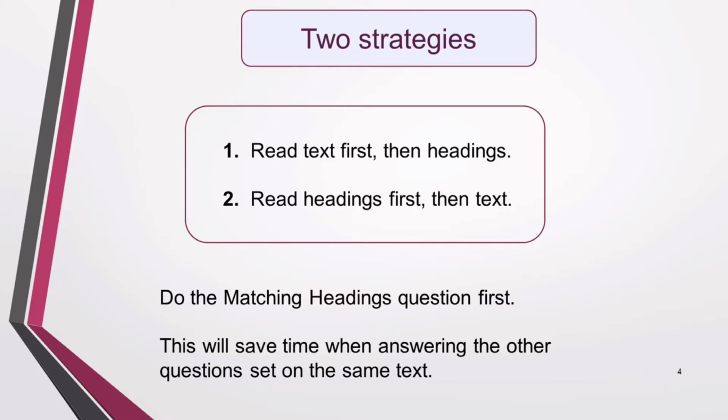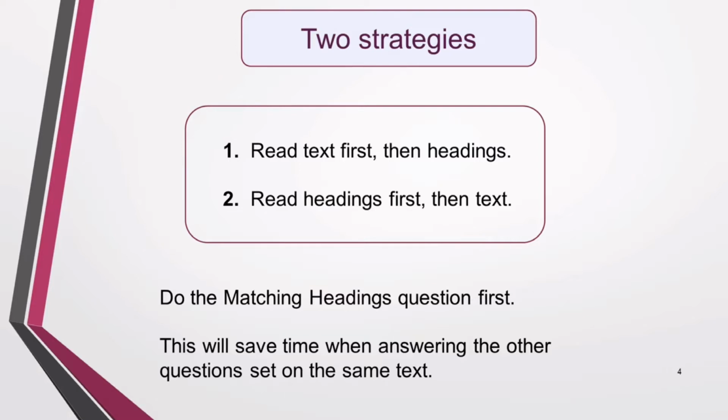1. Read the text first, then the headings. And 2. Read the headings first, then the text. Some teachers will tell you to always read the text before you look at the headings, while others say you should definitely read the headings first. Personally, I think the first strategy, text first, then headings, is the easiest. However, my advice is to try both when you're practicing to see which one works best for you.